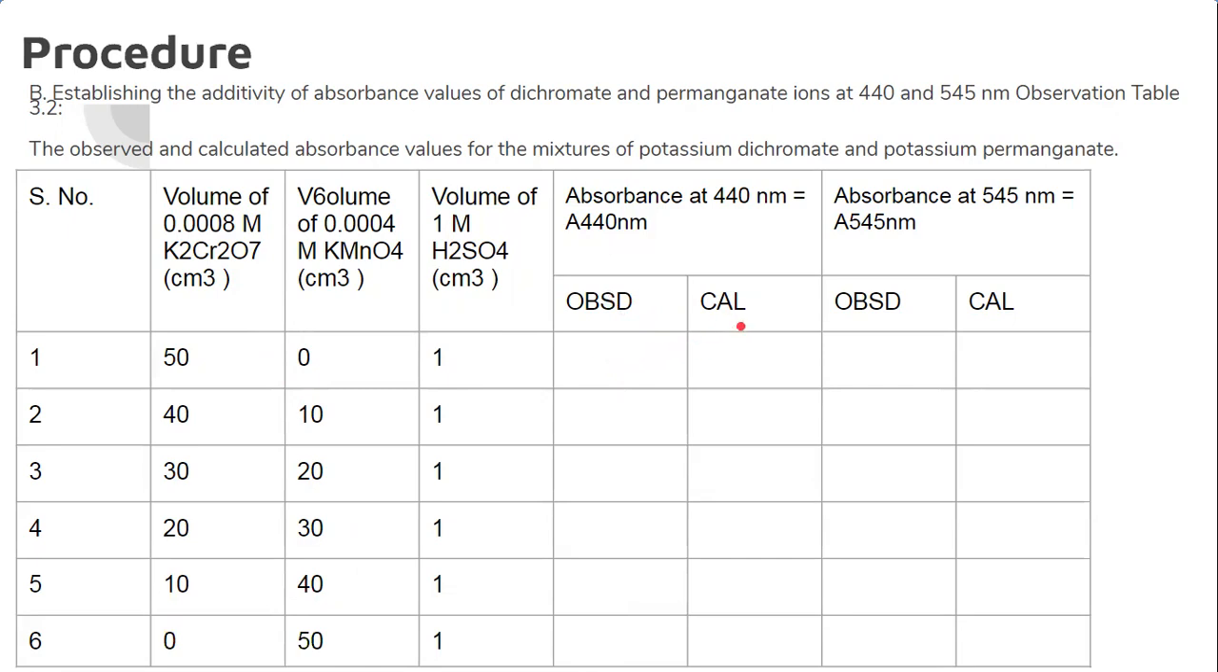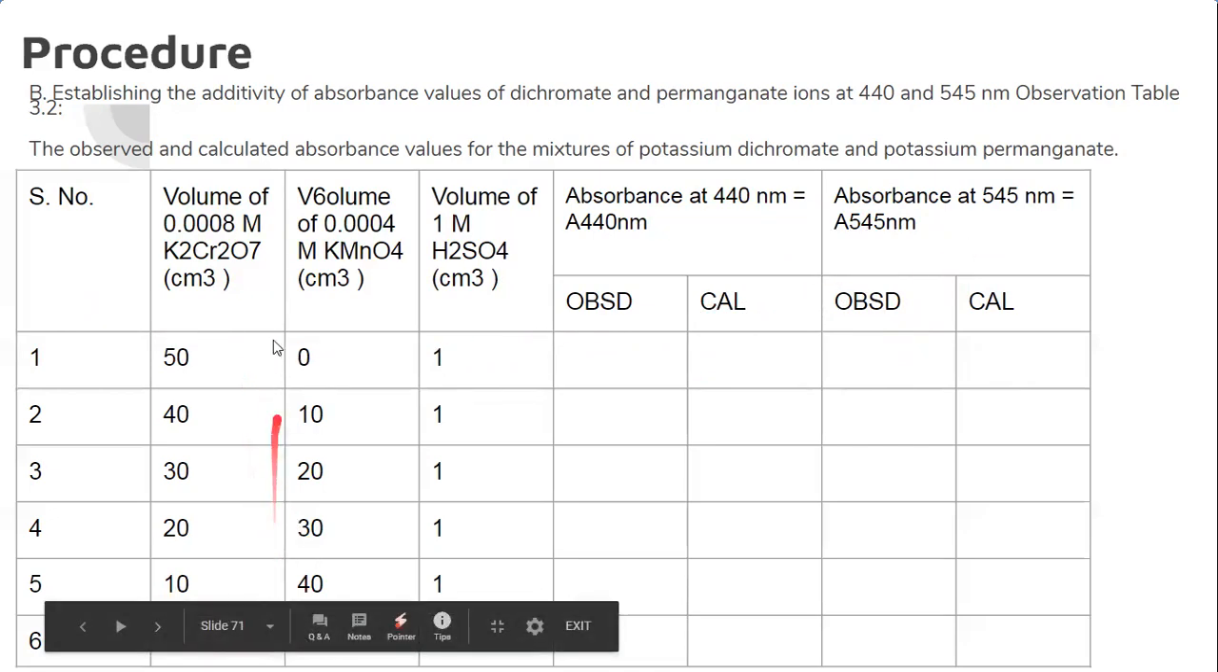How can we get this calculated value? By substituting the values in equation 3.1, and then we select the filter at 545 again. Whatever reading we obtain at 545 is known as observed, and the calculated value is obtained by substituting the values in equation 3.2. In this manner, we calculate observed as well as calculated values of absorbance at 440 nanometers and 545 nanometers of a standard mixture of solutions. This mixture of solutions has different concentrations or different proportions of potassium dichromate and KMnO4.